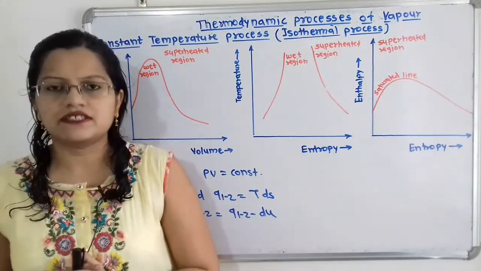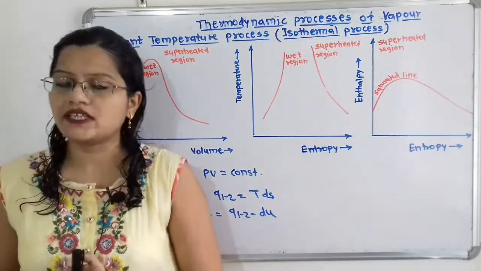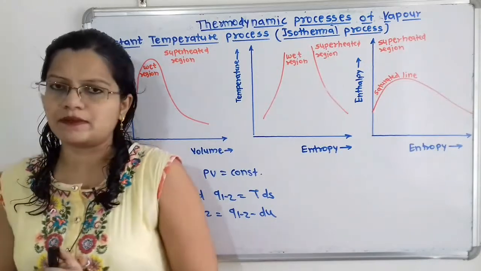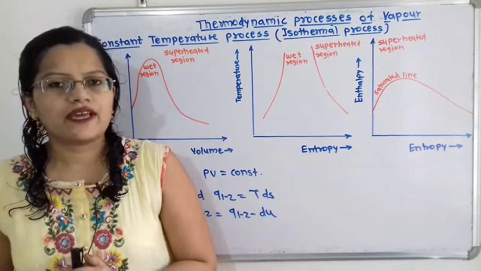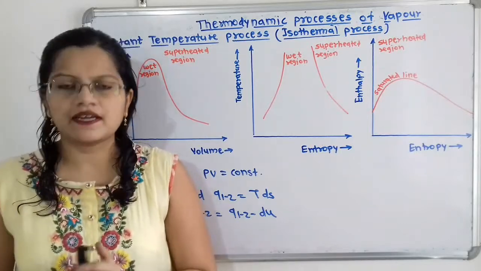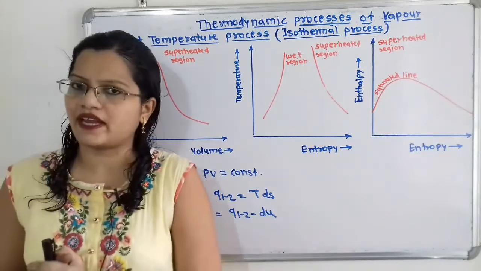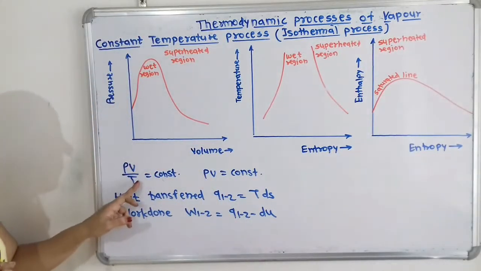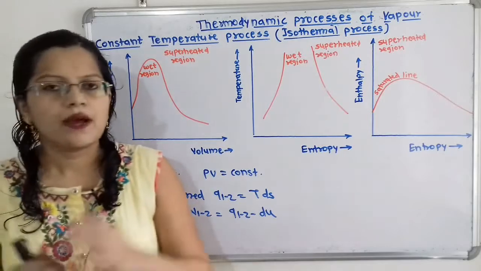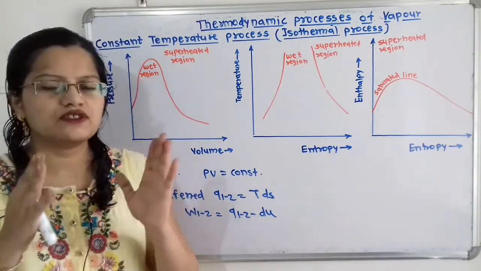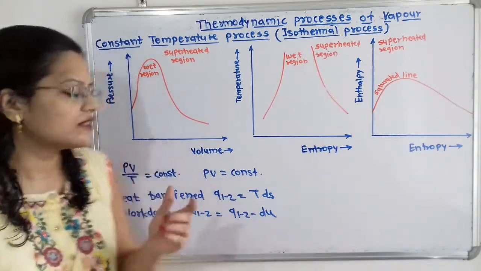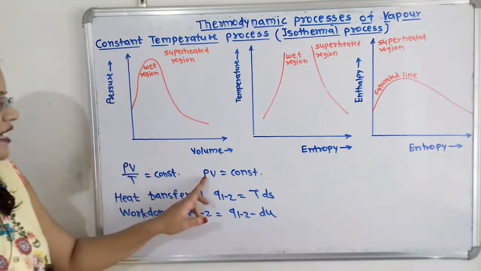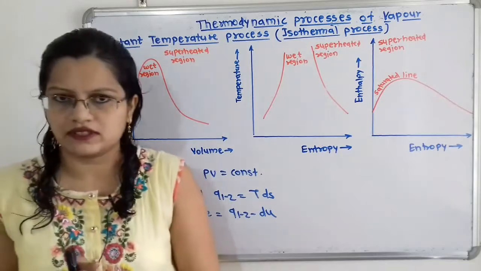When any process is taking place at constant temperature, then that process is known as isothermal process. Now when steam is superheated, then it behaves like a perfect gas. And we know the law for perfect gas, that is PV by T is equal to constant. But for isothermal process, during the process 1 to 2, the temperature will remain constant, and that's why we can say that PV is equal to constant.